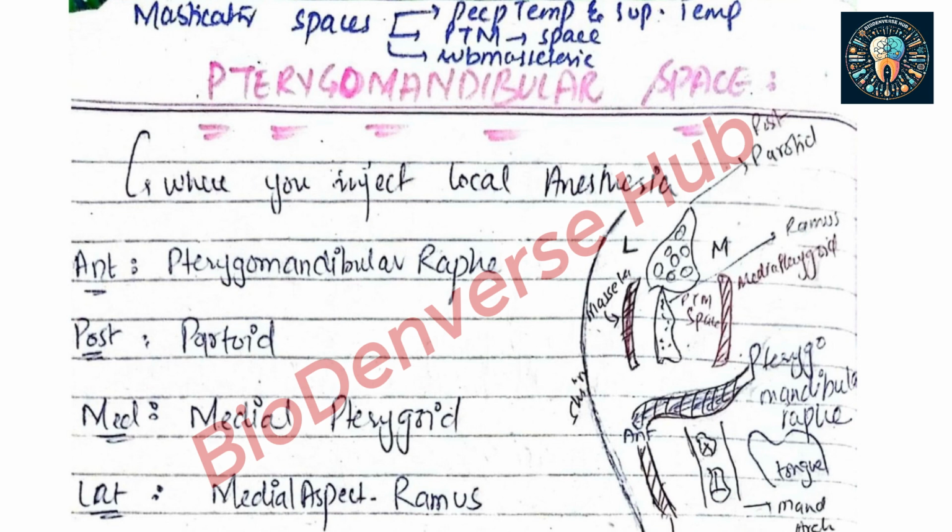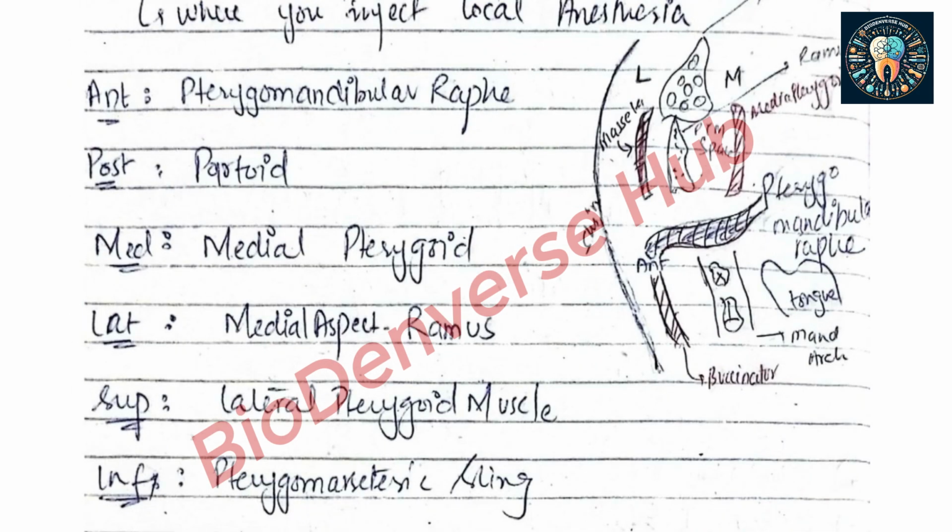Another important point about the pterygomandibular space is that it is the area where you inject your local anesthesia during your inferior alveolar nerve block. So, in order to understand the pterygomandibular space infection more deeply, we will first need to study the boundaries of the pterygomandibular space. As you can see in the diagram, anteriorly we have the pterygomandibular raphe, posteriorly we have the parotid gland, medially we have the medial pterygoid muscle, and laterally we have the medial aspect of the ramus. Superiorly, we have the lateral pterygoid muscle, and inferiorly, we have the pterygomasseteric sling.